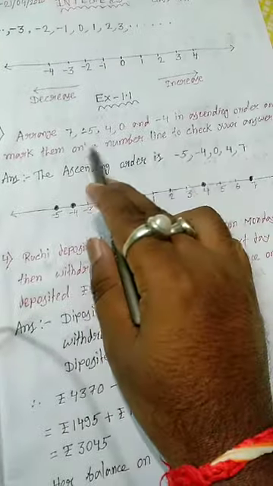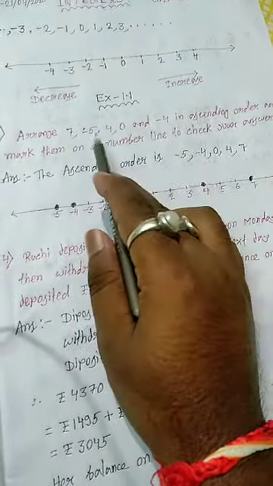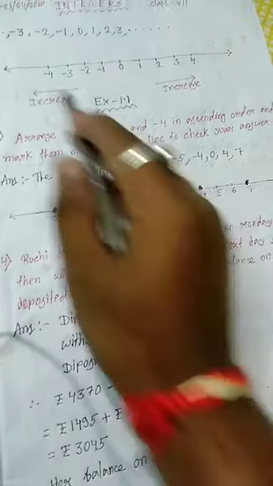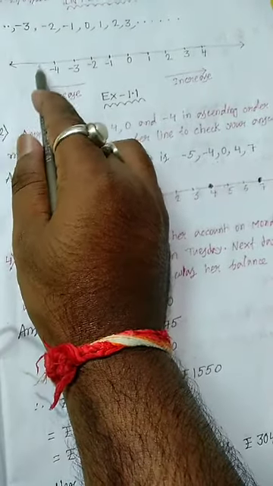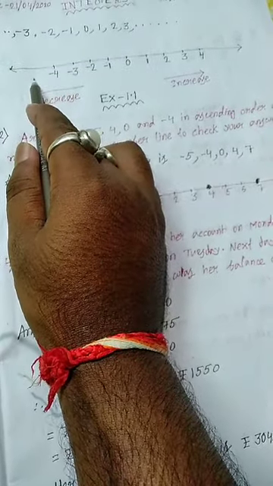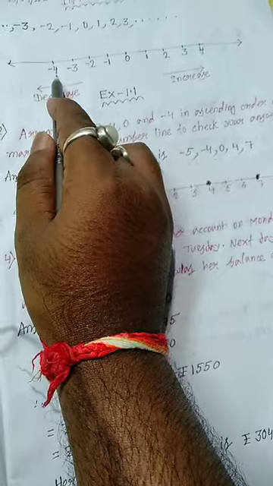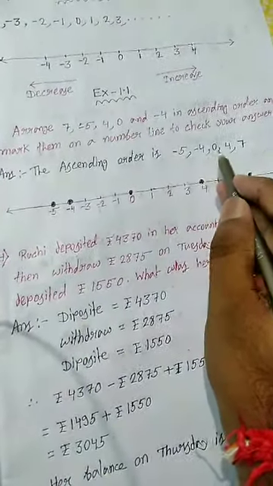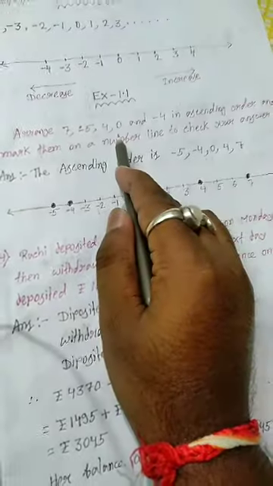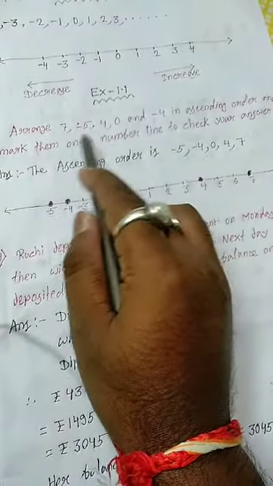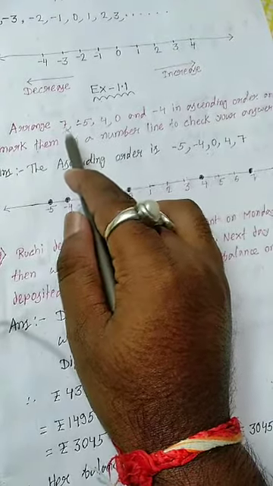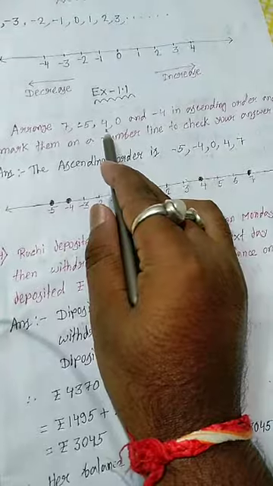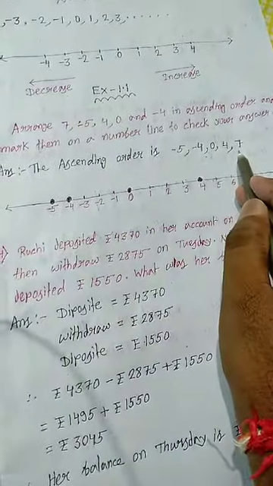So which number is smaller among them? Obviously -5 is smaller than -4, because -5 is here and -4 is here. So firstly write -5, then -4, then 0. Then which is bigger between 4 and 7? 7 is bigger and 4 is smaller. So put here 4 and 7.